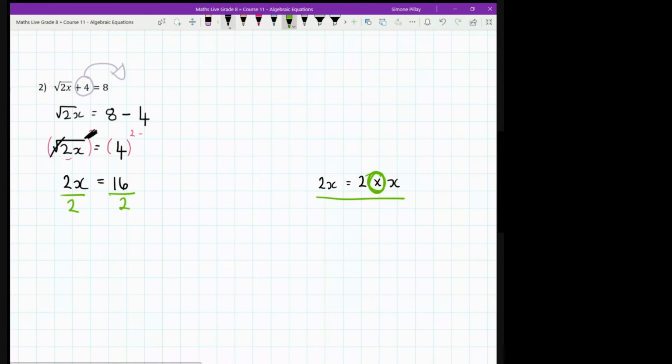So good job. And so what happens now? The 16 will equal 8, and the 2 will just become 1, which is just x. Because 2 divided by 2 is 1, which means we have 1x, which is just x.